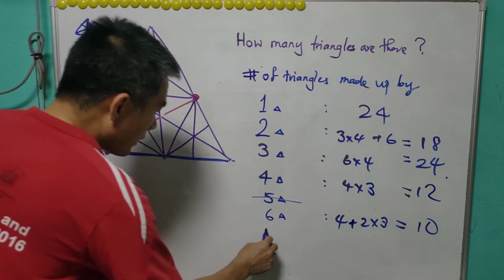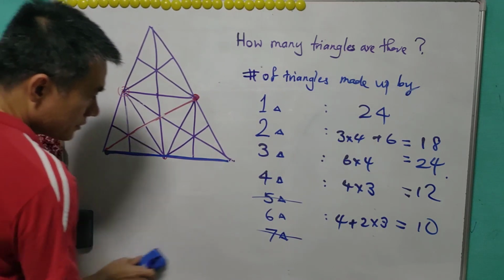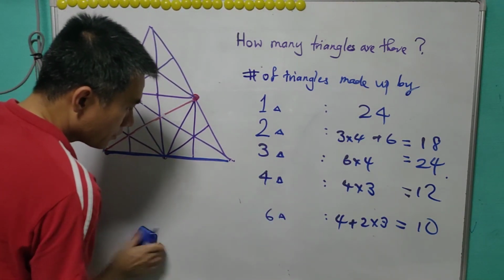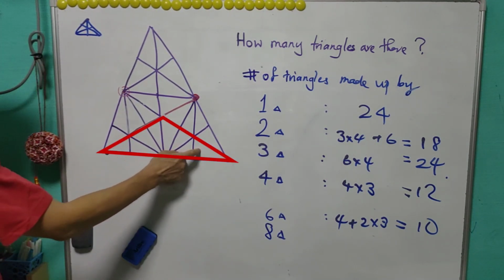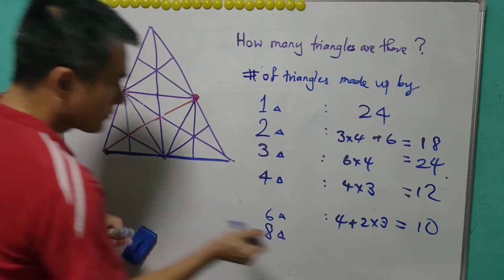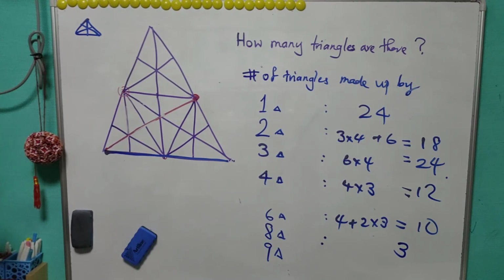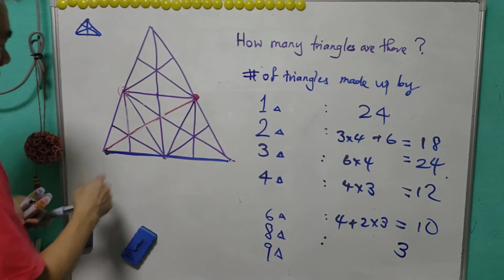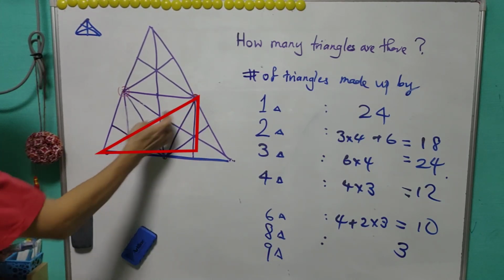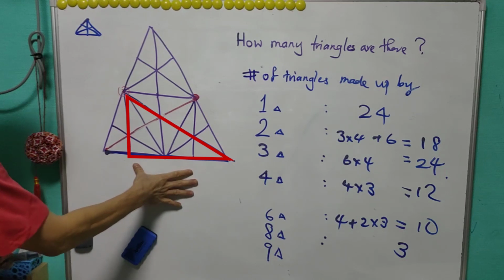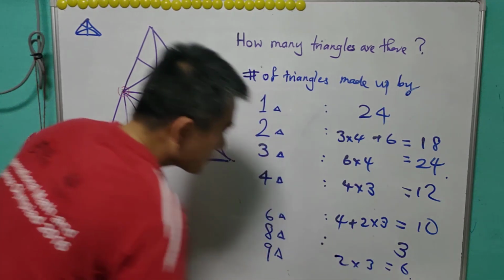And you can also check that there's no triangle made up by 7 smallest triangles. Then we'll go to 8. The triangles made up by 8 come from here. 1, 2, 3, 4, 5, 6, 7, 8. So there's 1, 2, 3. So there is a 3. For 9 smallest triangles, it comes from 1, 2, 3, 4, 5, 6, 7, 8, 9. So 1, 2 from each side. So 2 times 3, that is equal to 6.